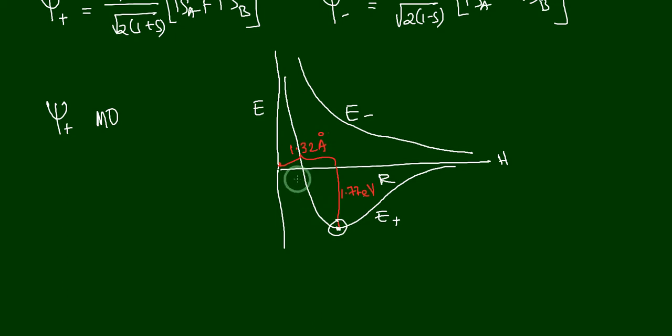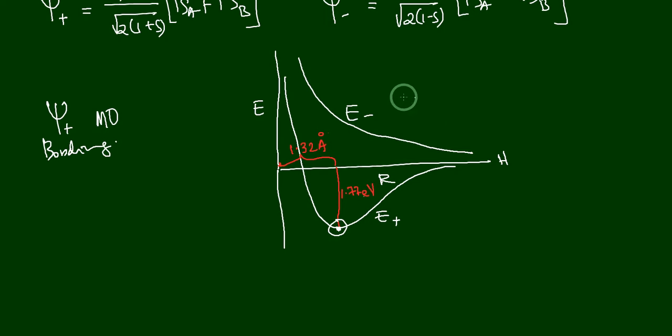So the molecule will try to attain a configuration in such a way that the two nuclei will be at a distance of 1.32 angstrom, and in that case the molecule will be in the state represented by this point. Means the molecule will be in the valley of this curve. And therefore the molecule will be stable, because at that time the energy will be less than the energy of the hydrogen atomic orbital. So the molecule is a stable system. The energy is being saved. So we say that this is a bonding molecular orbital.